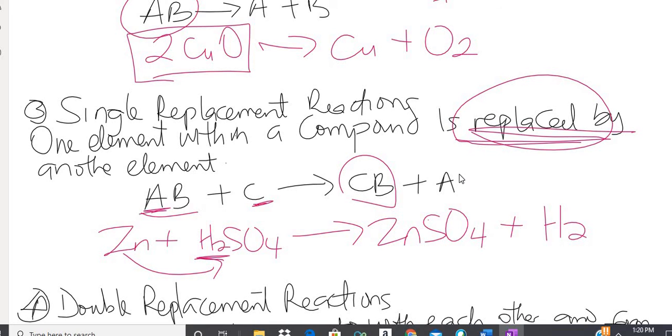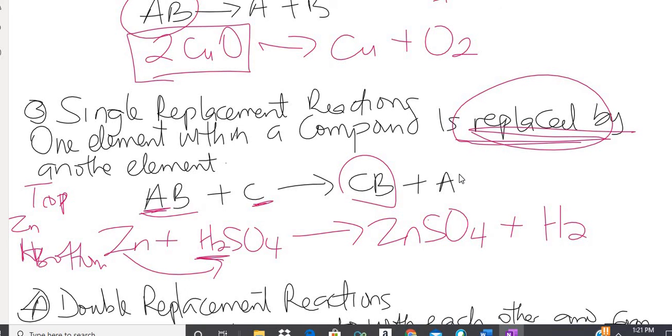We can use the activity series to know which of the elements is going to be able to replace each other. When we go to the activity series table, those elements on top will displace all the elements at the bottom. If you go to the activity series, you're going to see that zinc is on top of hydrogen. Hydrogen is below zinc, so zinc is able to displace hydrogen in this reaction.